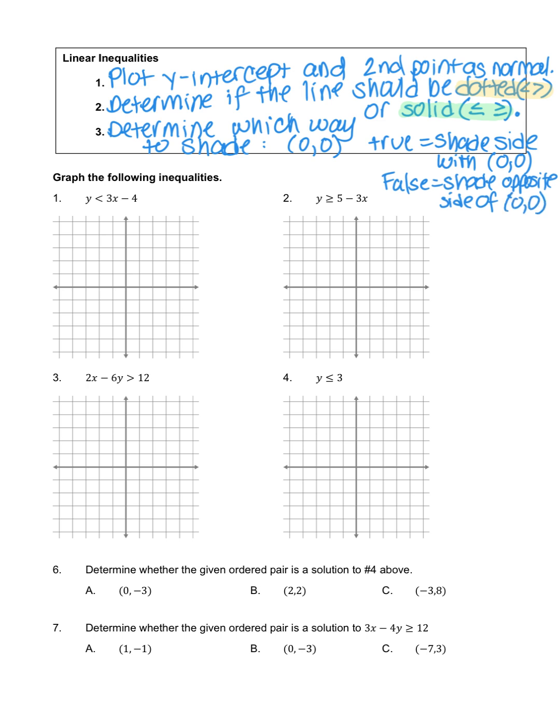Okay, so let's demonstrate this. Number one, y is less than 3x minus 4. So when we're graphing this, we're just going to use the inequality sign like an equal sign, just like we normally graph. So y is less than 3x minus 4. So we go to our y-intercept, which is negative 4.